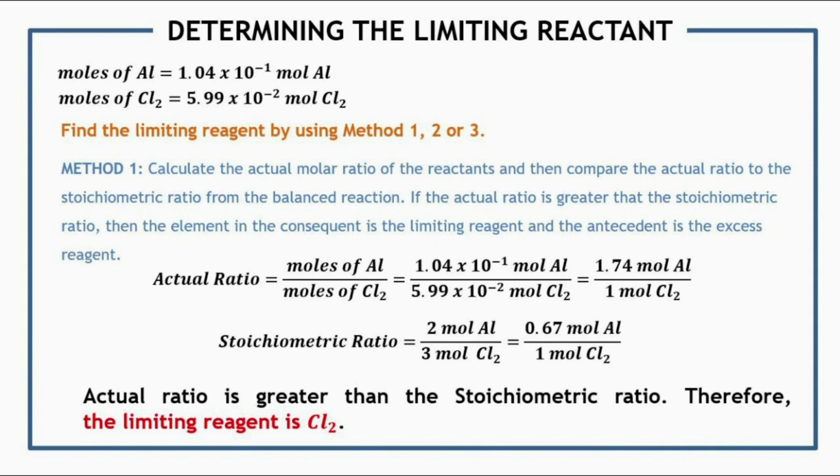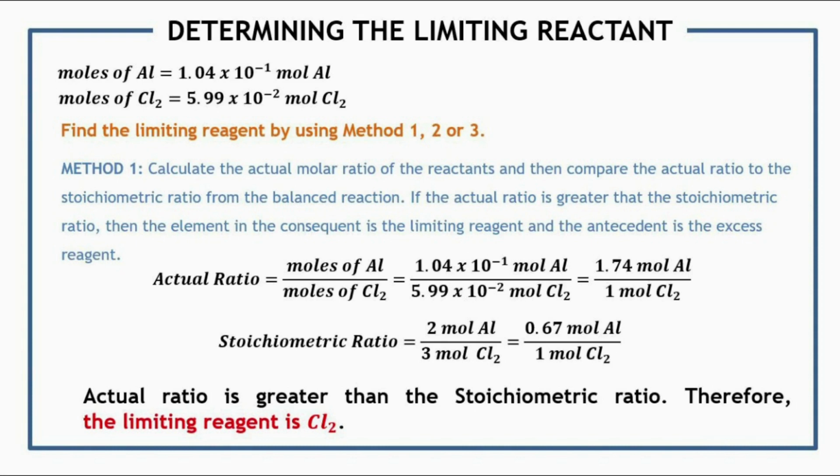So the consequent is the element in the denominator, then the element in the numerator is the antecedent. So if the actual ratio is greater than the stoichiometric ratio, then the element in the consequent, so the element in the denominator, is the limiting reagent, and the element in the numerator is the excess reagent. So the actual ratio is the one that is given.